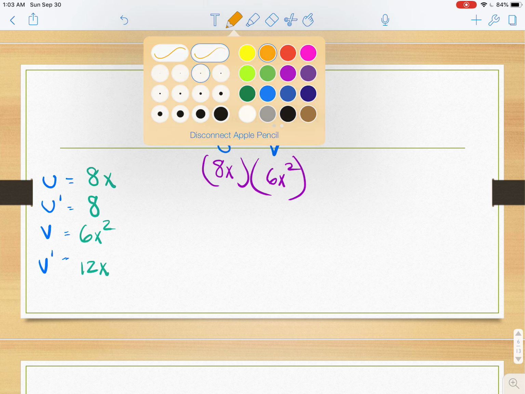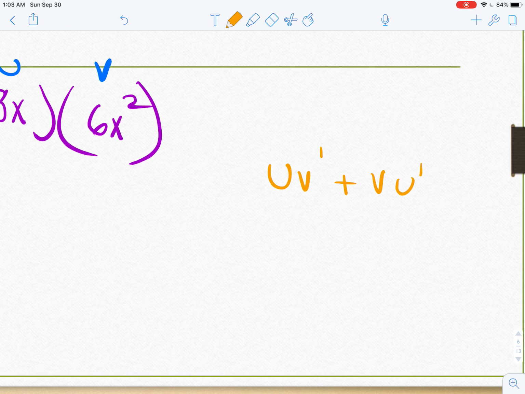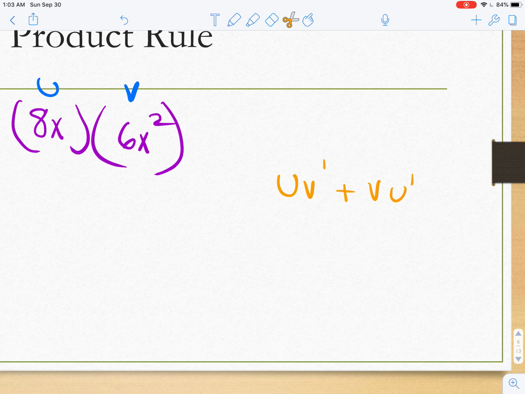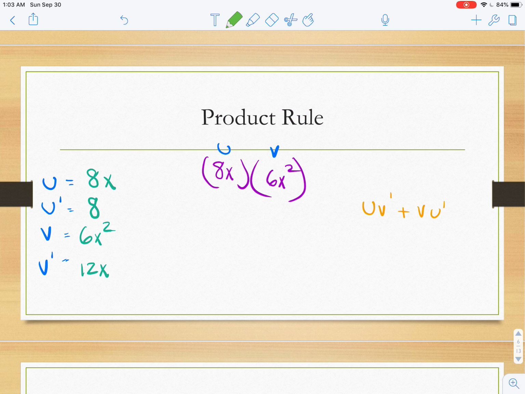So once we have those, in order to apply the product rule, the way I remember this is: keep the first, derive the second, plus keep the second, derive the first. So again, we're just going to plug in. We have our u, which is 8x, times v prime, which is 12x, plus our v, which is 6x squared, multiplied by our u prime, which is 8.